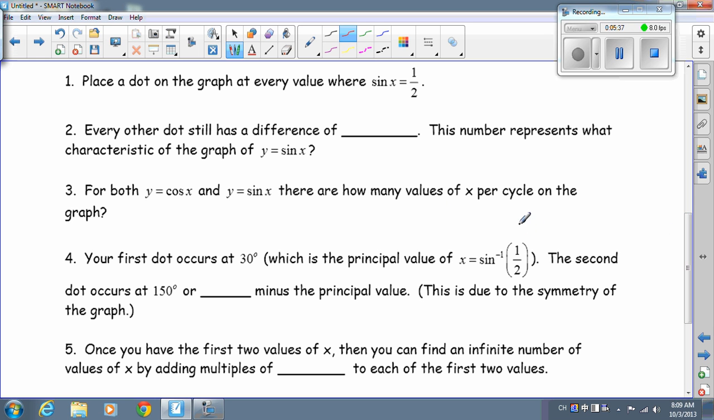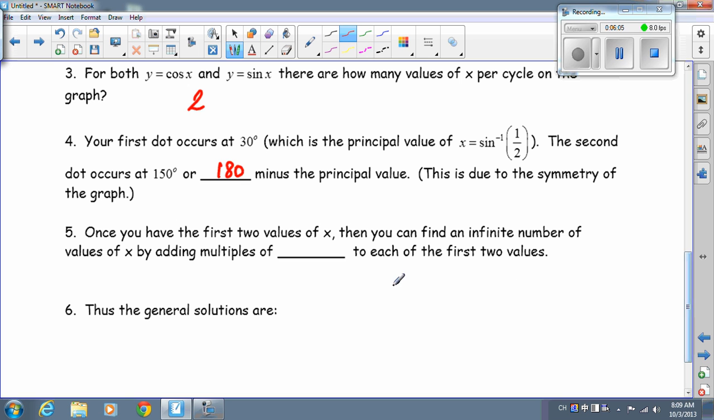Now it says every other dot still has a difference of 360. It will be very similar to the one we just did for cosine, and that's of course our period. Both y = cos x and y = sin x have how many values of x per cycle on the graph? We will have 2. It does occur at 150 or 180. And once you have the first 2 values of x, how can you find an infinite number of values of x? By adding a multiple of 360 degrees.